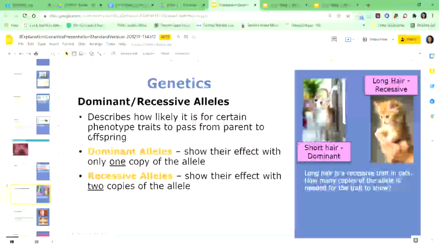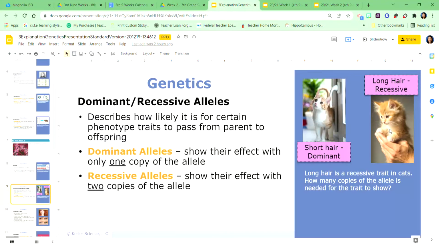So dominant and recessive traits, or alleles, describe how likely it is for a certain phenotype trait to pass from a parent to offspring. Dominant alleles show their effect with only one copy of the allele, and recessive alleles show their effect with two copies of the allele. So in the picture of the cats, long hair is recessive. So long hair, you have to have two recessive genes in order to see the long hair on the cat. And short hair, you only need one short hair gene to show itself on the cat.